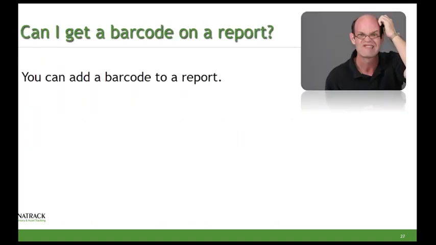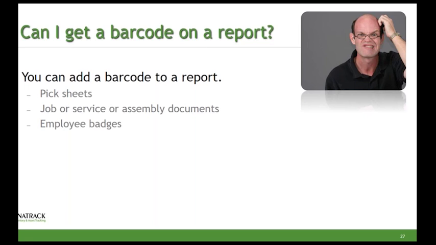Can I get a barcode on a report? As I mentioned before, you can get a barcode on a report. Code 3 of 9 is probably the easiest way to do that. You can do that with a pick sheet. You can add it to a job or service or an assembly document. An employee badge is a great way to do that if you want to identify some specific person that you've transferred ownership to. And we have an instructional blog post on that topic as well.